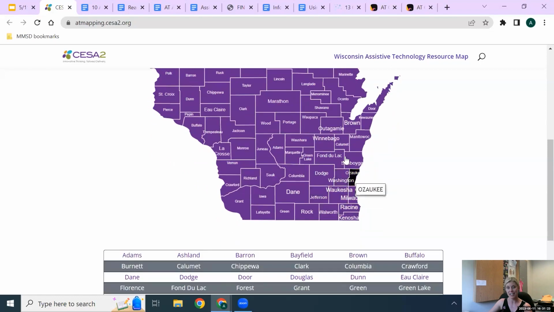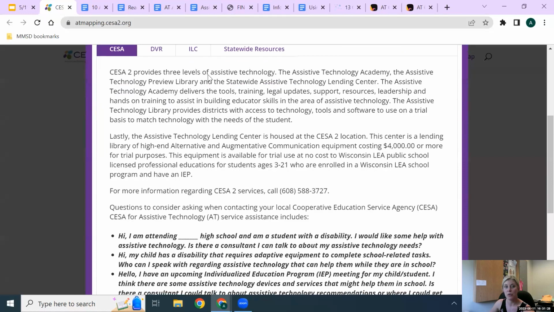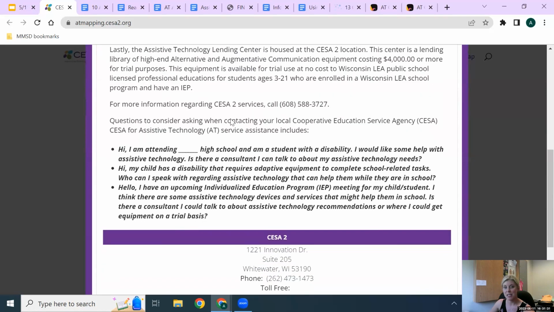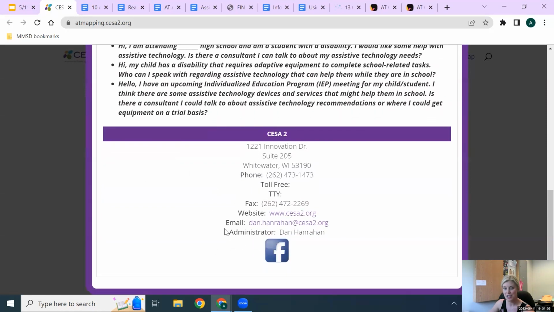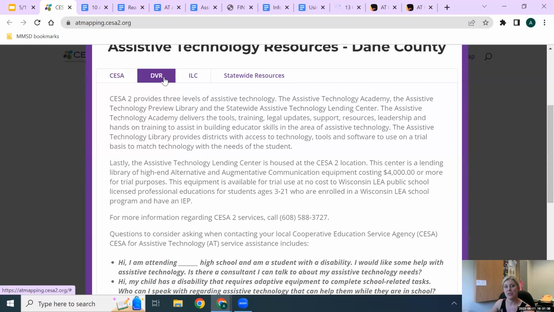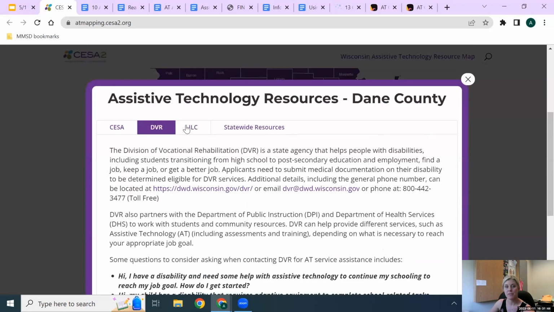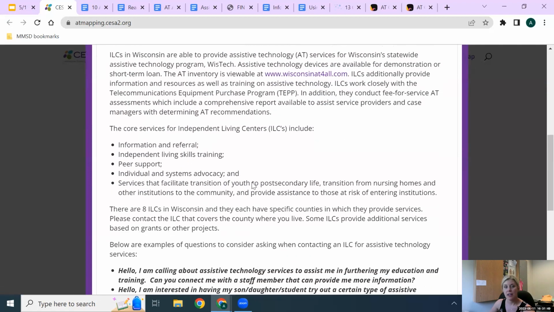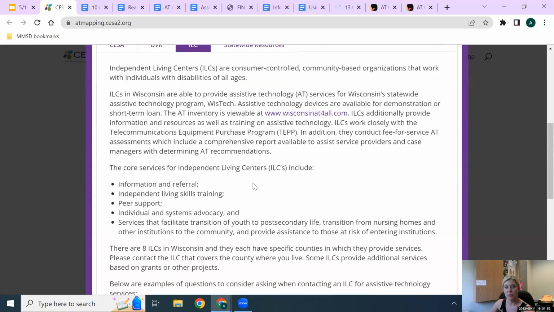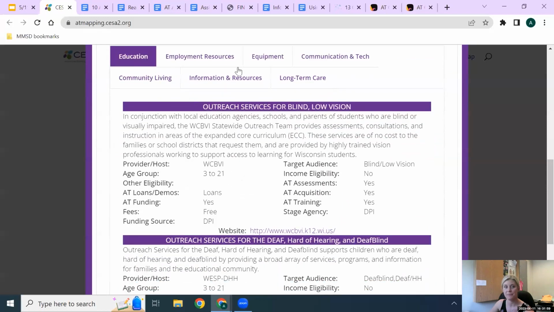So you can pick a county here. Let's see, I'll do Dane, for example, and it's going to go through who my CISA is. It's going to give me some questions and some ideas of how I can get assistance there, contact information and names of people, as well as information from DVR, the DVR support there, the ILCs, the independent living centers, and also some more sample language. And then again, statewide resources, talking about different equipment and resources throughout the state as well.